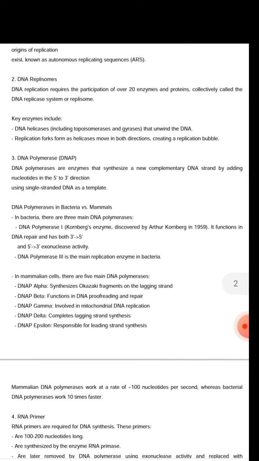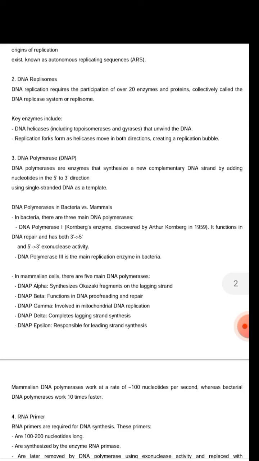So now the DNA replication, number two. DNA replication requires the participation of over 20 enzymes and proteins, collectively called the DNA replicase system or replisome. This can be another potential question. So the DNA replicase system can also be called the replisome. And how many enzymes does this system have?